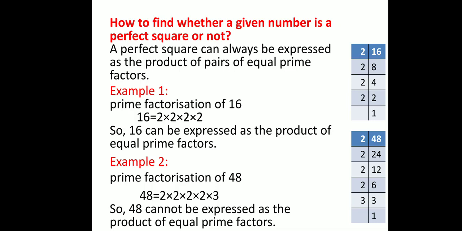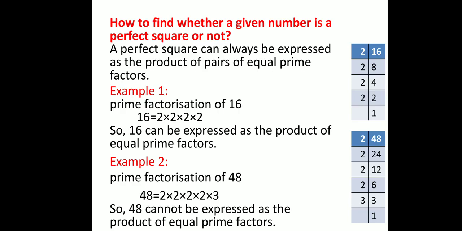For example, I have taken two examples here. Let us take 16. After the prime factorization of 16, the prime factors of 16 will be 2 into 2 into 2 into 2. It means 16 can be expressed as the product of equal prime factors. Here, 2 is repeating 4 times. So, 16 can be expressed as the product of equal prime factors.